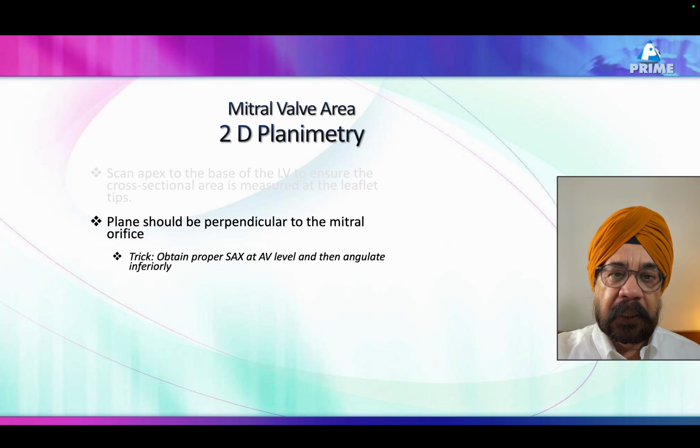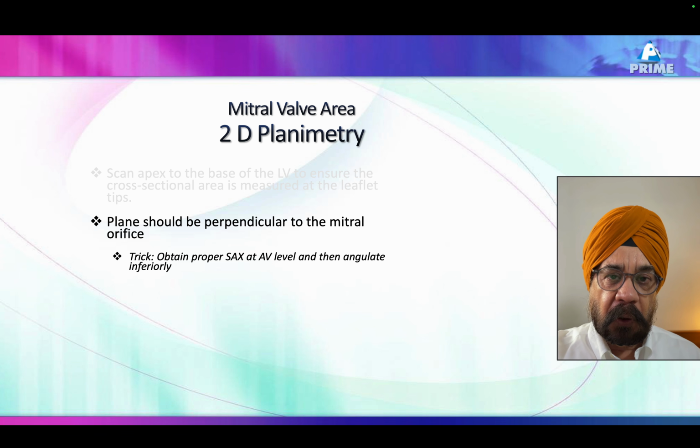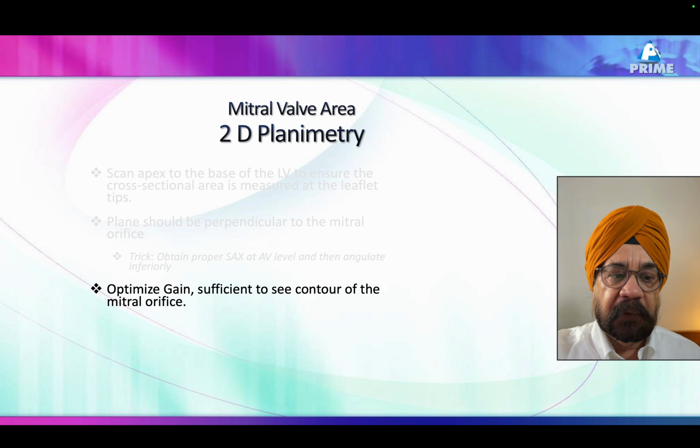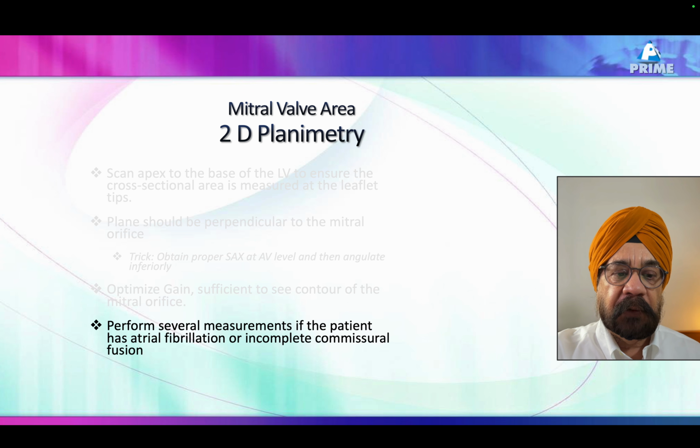Just angle it inferiorly, caudally, and when you come caudally, you will see the mitral valve tip or opening of the mitral valve. Then you need to optimize the gain setting so that all the borders or edges of the valve are seen very clearly.